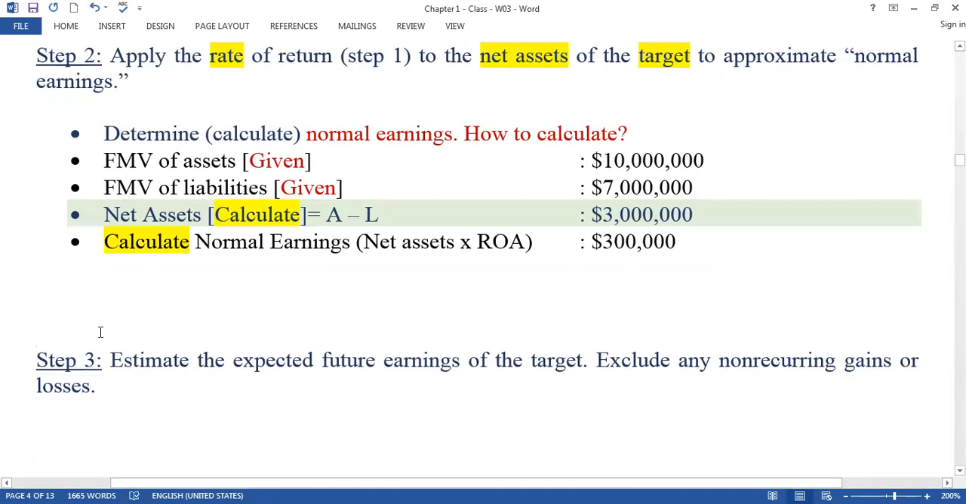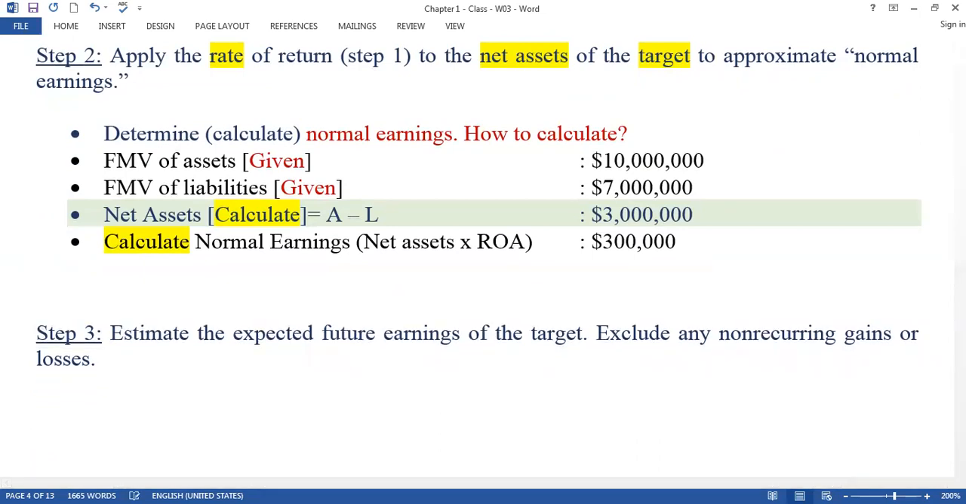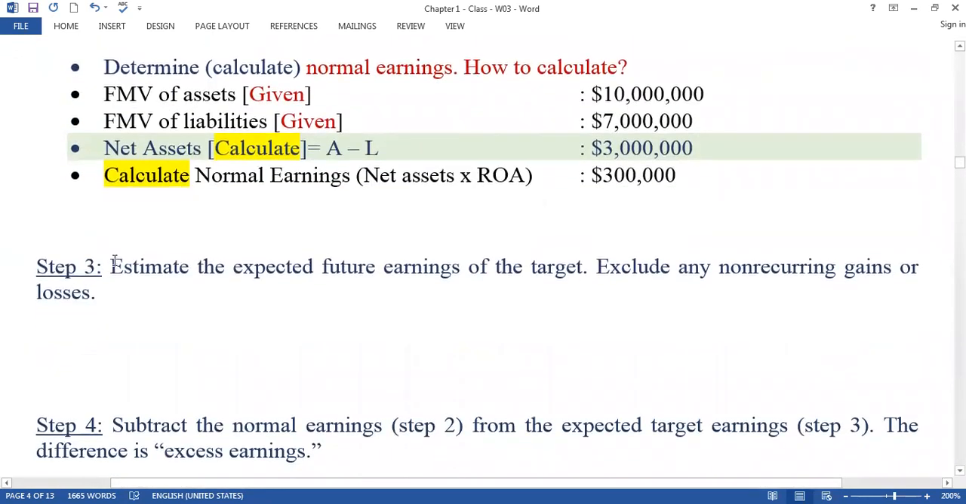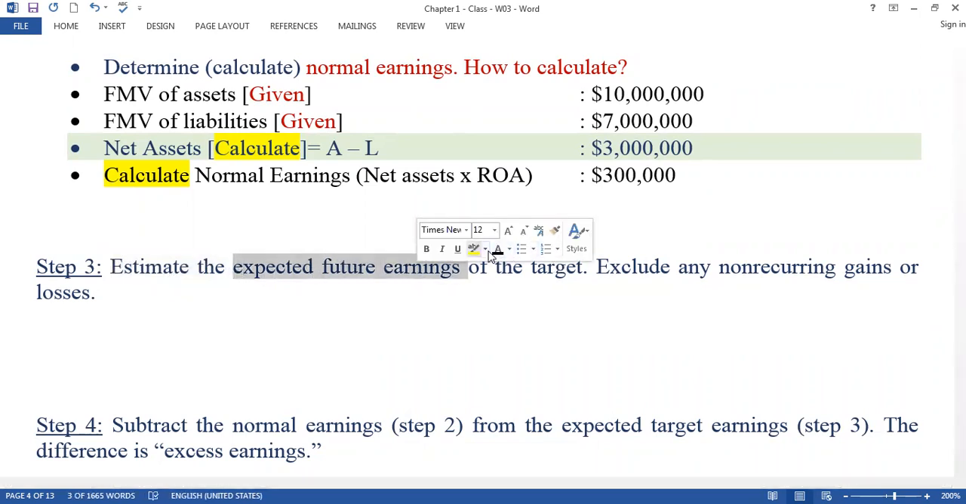Now let's move on to step 3. So this is the normal earnings. Try to understand, what is the meaning of normal? Normal means this is their usual earnings, regular earnings. Now we have to estimate something about the future. Estimate means something about the future. So we are going to estimate expected future earnings of whom? Of the target company. So we can expect how much money they can earn in the future.